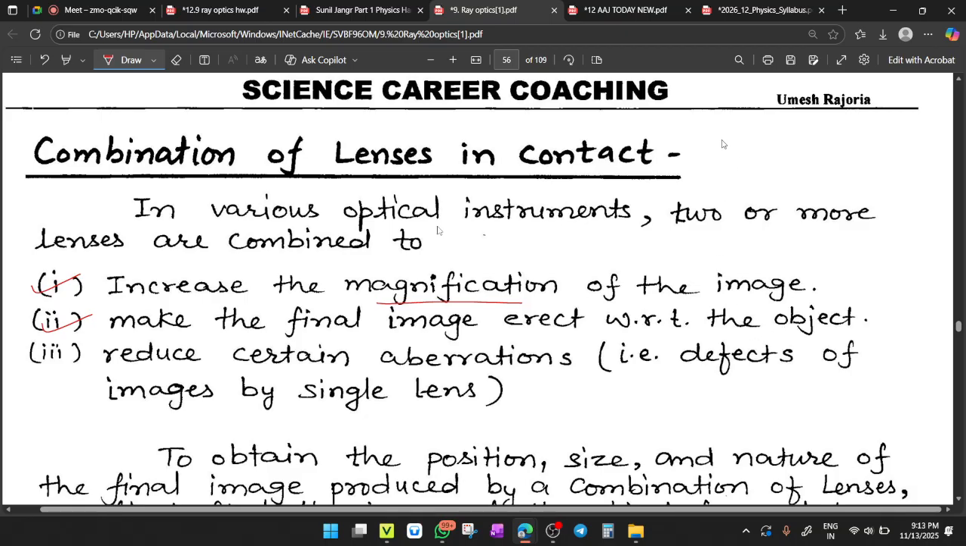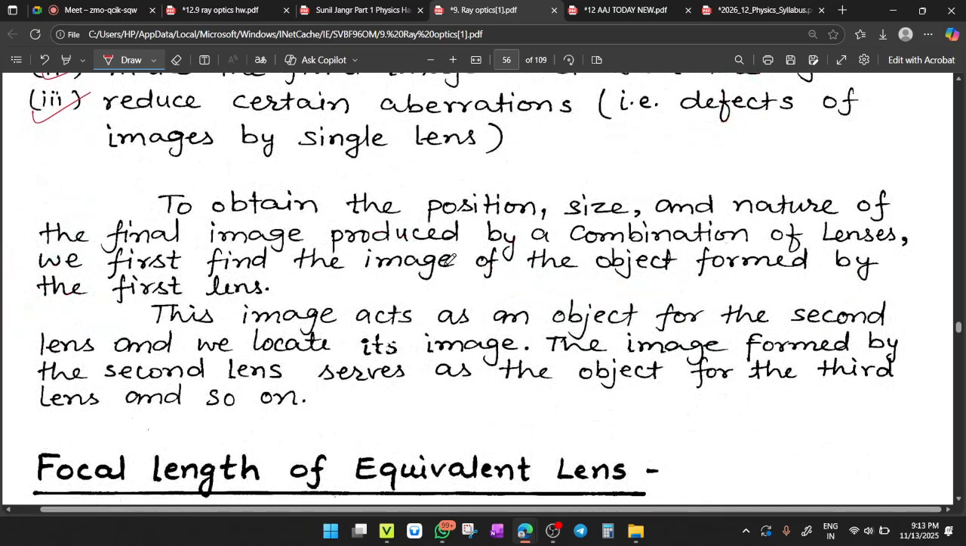Means your first lens will provide you an inverted image, and again you use another lens, it will provide inverted again, and inverted two times will give you an erect image. And third, to reduce certain aberrations. What are aberrations? Aberrations are defects of the image formed by a single lens. Some defects are there in the image formed by lenses. So to remove them, you use a combination of lenses, and finally your image will be sharp enough.